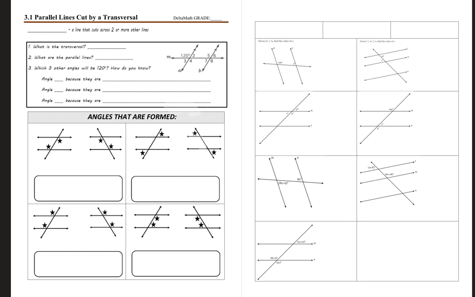Okay, welcome back, kiddos. Now we are moving on to Unit 3. We're going to talk about something that looks like this. So we're going to be talking about parallel lines cut by a transversal. Okay, so what is a transversal?